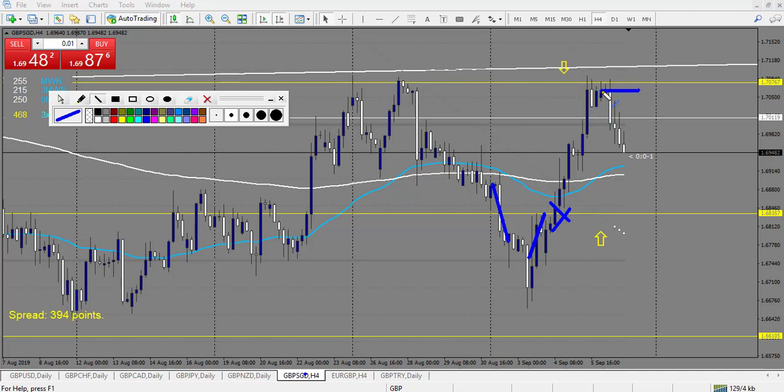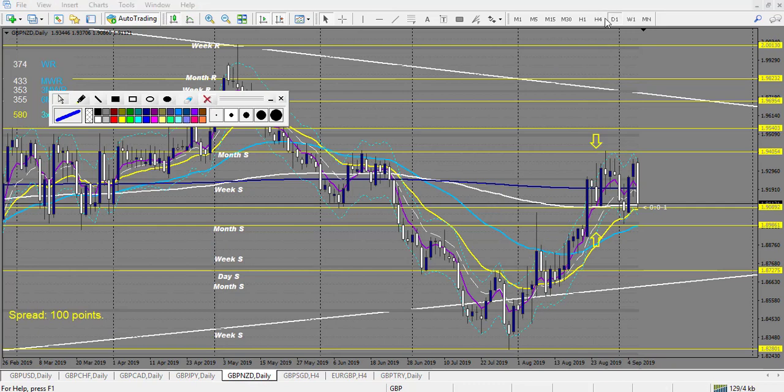And when this pin bar occurred, I put my stop loss just above the high of this one and eventually above the trend line, and now it's running nicely in profit, maybe 2.5 reward already, but I count it as a profit for this one, a winning trade. Now let's look at GBP New Zealand.